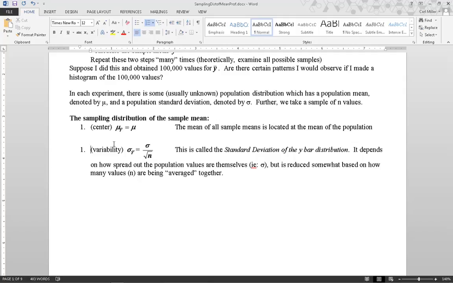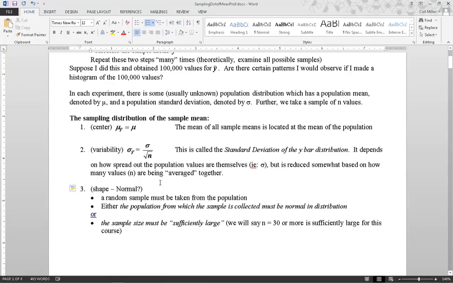There's a sigma, which represents the original variability of the individual numbers in the population from which you're drawing the sample, where now I'm saying standard deviation of y bar to describe how spread out the y bar values are themselves. Be sure you pay careful attention to the differences between sigma and sigma sub y bar.